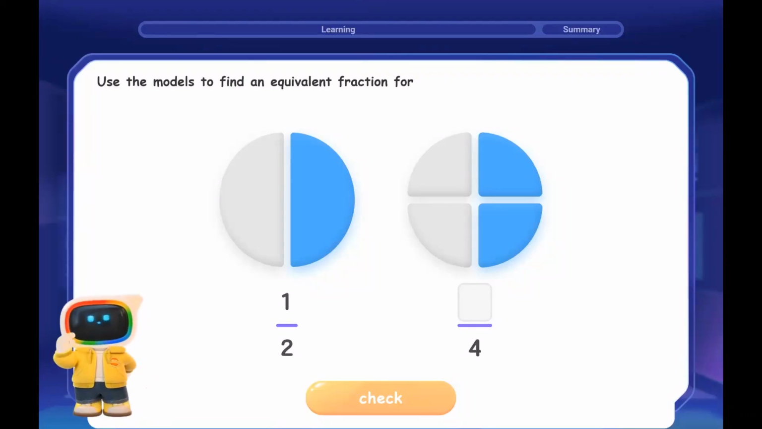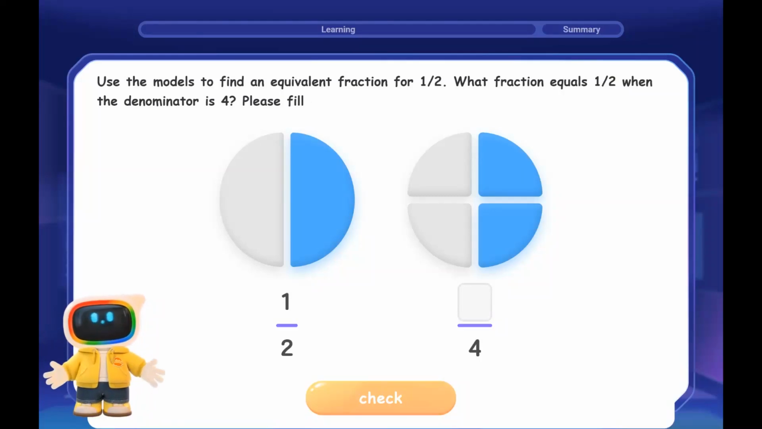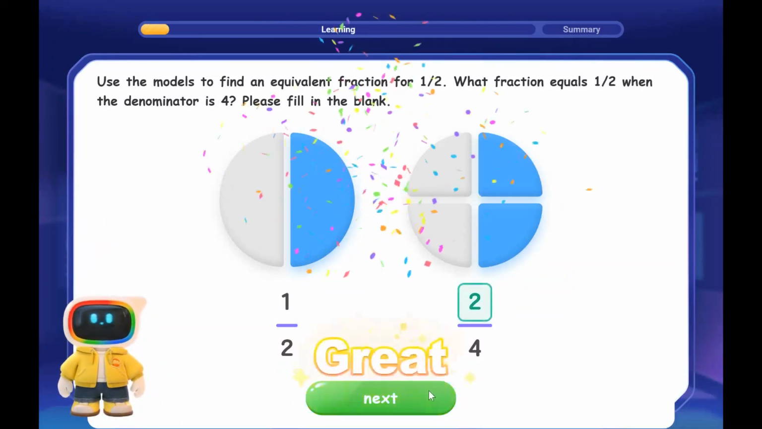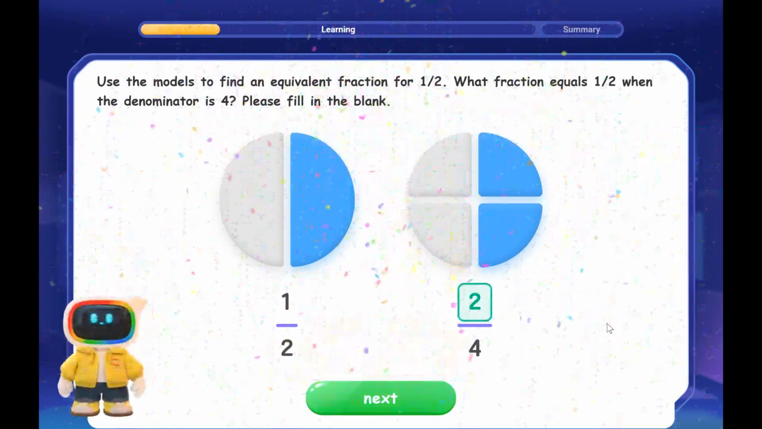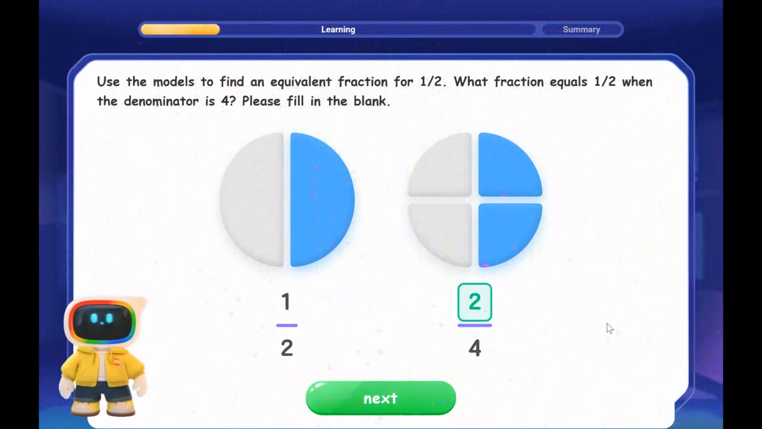Use the models to find an equivalent fraction for 1/2. What fraction equals 1/2 when the denominator is 4? Please fill in the blank. Great job! 1/2 equals 2/4. These fractions are equivalent because they represent the same amount of pizza.